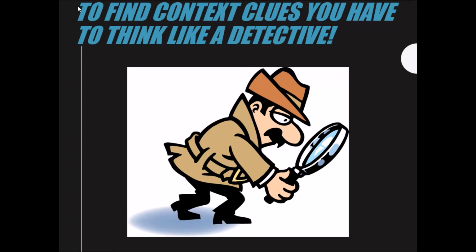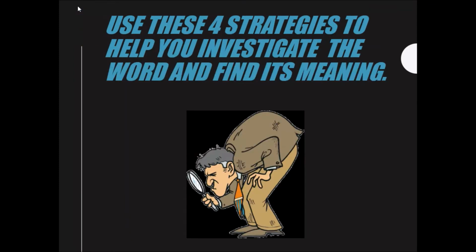So when we look at context clues, we have to think like a detective. Detectives try to solve mysteries and cases, and our mystery, our case, is going to be text that have maybe big words in it or words that we've never seen before, and we're going to have to use context clues in order to figure out what those words are in order to comprehend what we're reading. We're going to use these 4 strategies to help us investigate the word and find its meaning.